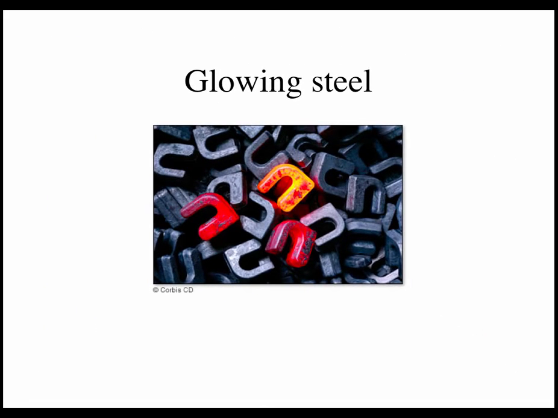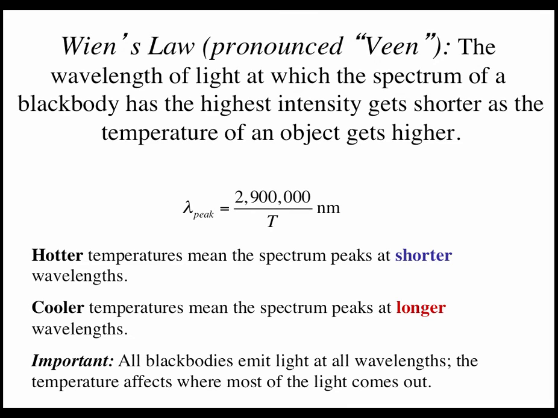So let's start with this idea of the color. In this picture the yellow object is clearly the hottest, the red is cooler, and the black ones are cooler yet. This was noticed by a German scientist named Wien. His name is spelled W-I-E-N, but we pronounce it Wien. And what he noticed is that the wavelength of light at which the spectrum of a black body has its peak, its highest intensity, gets shorter as the object gets hotter, as its temperature increases.